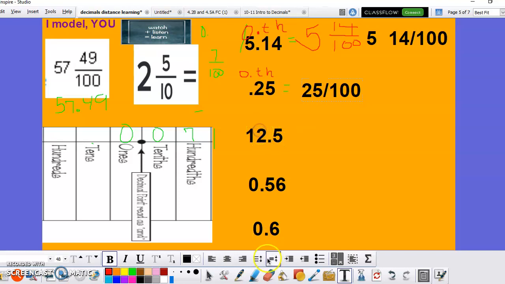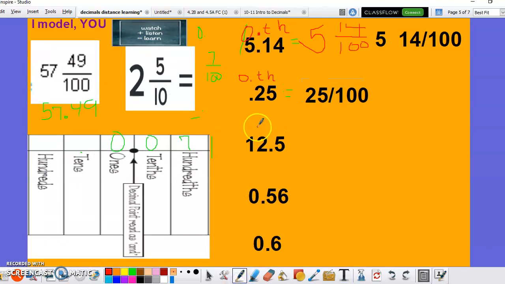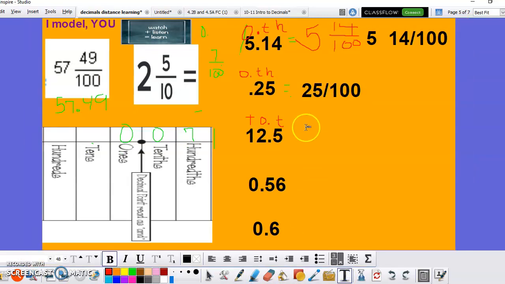Same thing here. I want to label my place value. It will help. This is my ones, tens, decimal, and then tenths. I put my fancy T to help me remember that that is a decimal. And then when I write this, I'll type it. I'm going to put 12, a couple of spaces, and 5 tenths.